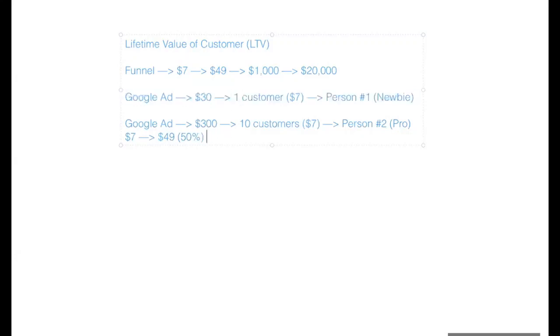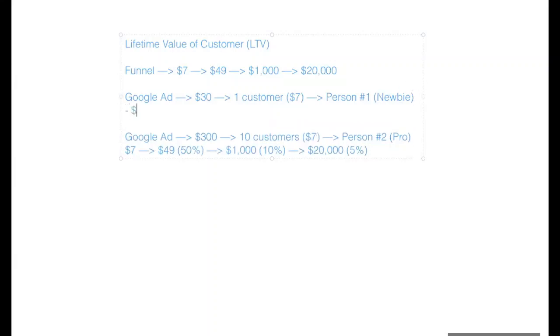And then from the $49 offer to the $1,000 offer, let's just say this is a 10% rate. Let's see what happens on these numbers. I don't know if this is going to be a big enough sample. And then from the $1,000 to $20,000, let's just say it's 5%, because those are usually going to go down because it's such a big ask. But 10% is not even close to crazy on that. Okay. So on this one, they get 10 customers at $7 each, right? So this person is down $23.